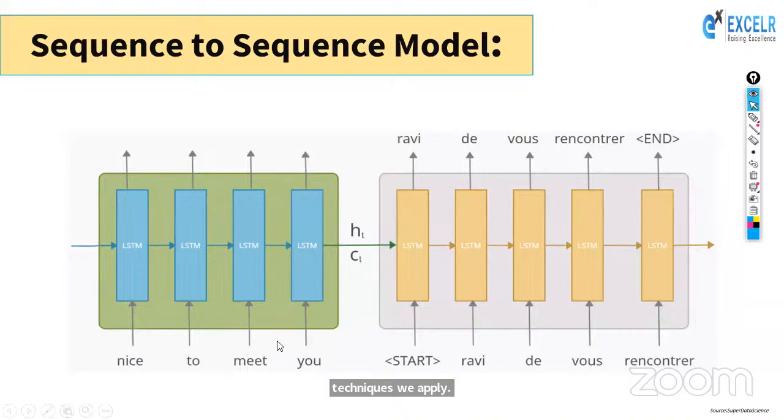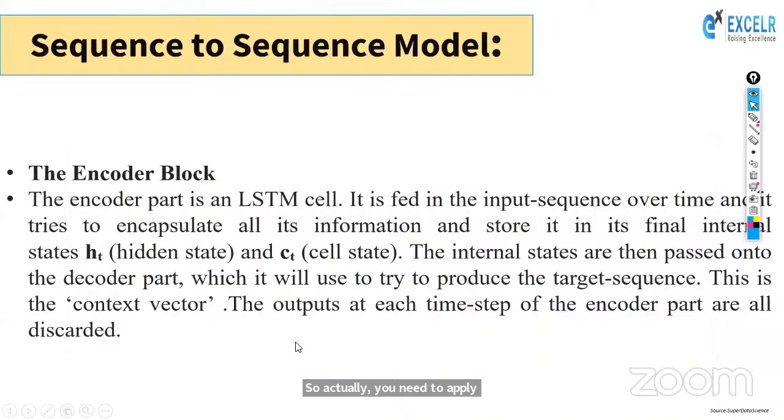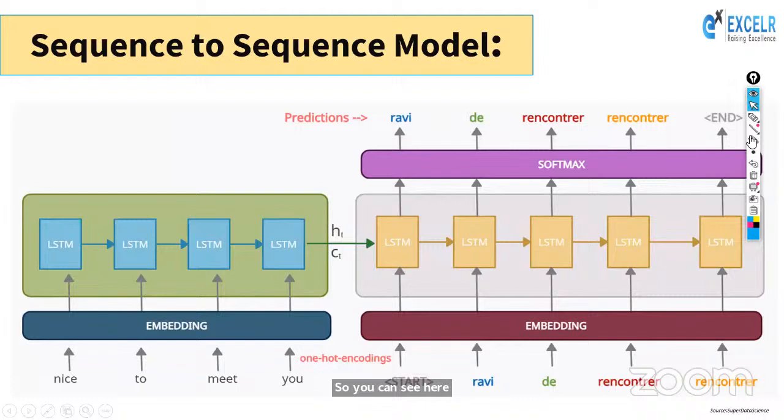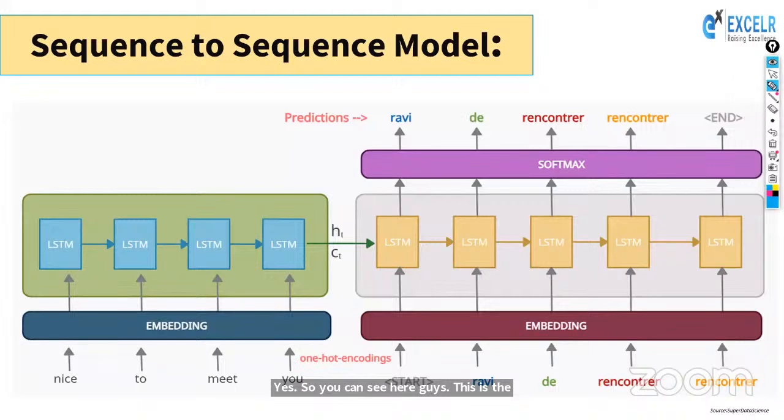So actually, you need to apply the vectorization part, right? So that part will be there. So you can see here, guys, this is a little bit more detailed visualization of this sequence to sequence model. Whatever input sequence we have, first of all, you need to apply this input sequence to the embedding layer. This embedding layer will convert this text input data into the vectorization form. This vector representation is fed to the LSTM model on the encoder side. So this is what I'm discussing with respect to the encoder side, right?